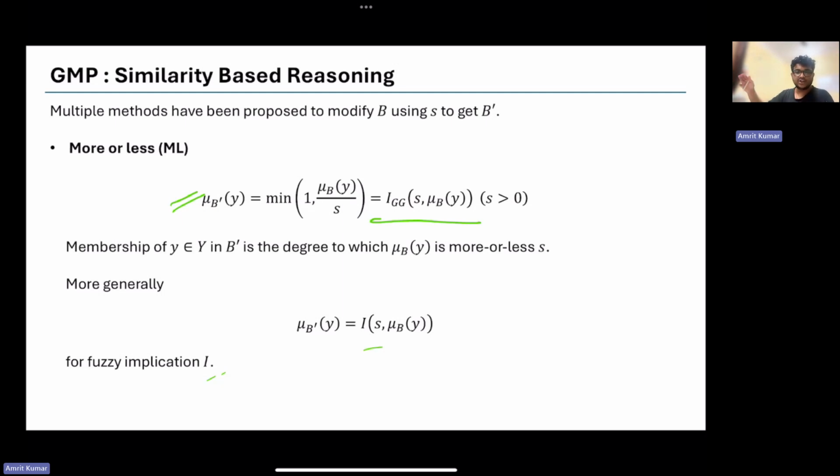First one is the degree of overlap, or what we refer to as overlap(A dash, A), and then the other method is degree of inclusion of A dash in A, which we denoted by inc(A dash, A). And having obtained this similarity value S, we modify B using S to obtain B dash, and there are two ways to do that. First one is MVR, membership value reduction, where you use the product operation or more generally a T-norm I. And the second is more or less, which is based on Gogon implication by default, but you can use any T-norm, any fuzzy implication I.